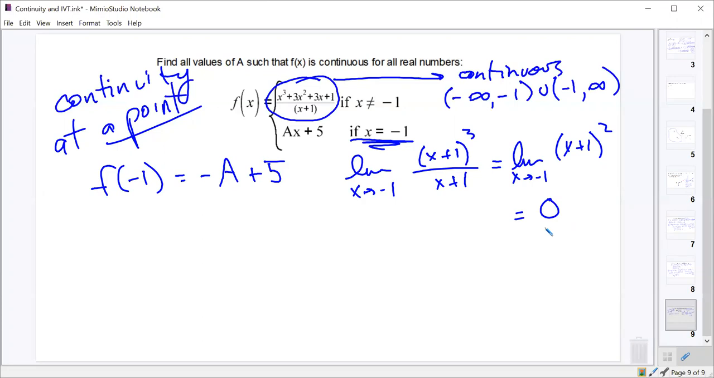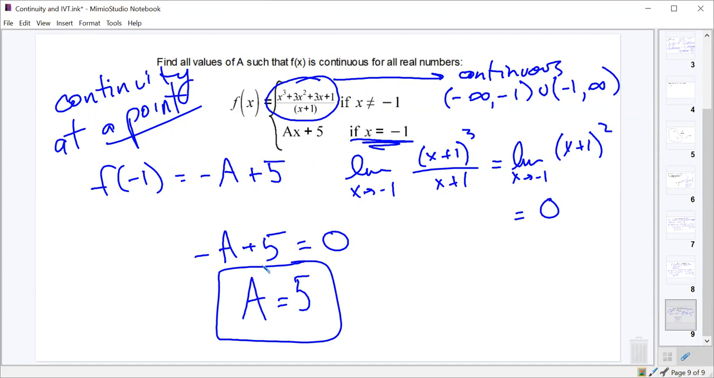And the third criteria is that the function's value has to equal the value of the limit. So negative a plus 5 has to equal 0, which gives us an a value of what? 5. And so a equals 5 is the only real number value that will make this function continuous for all real numbers. It plugs in that hole that we get from the rational function. Any questions on that?